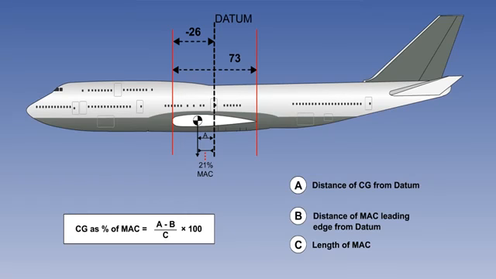Here is another example using the same percentage mean aerodynamic chord formula, but this time we are required to find distance A. Notice that the aeroplane looks the same as our previous example, but the datum is changed. Remember, the datum is set by the manufacturer. The values given are B, which is minus 26 inches, C, which is 73 inches, and percentage mean aerodynamic chord is 21%. The distance of the centre of gravity from the datum, A, is the unknown value to be calculated.